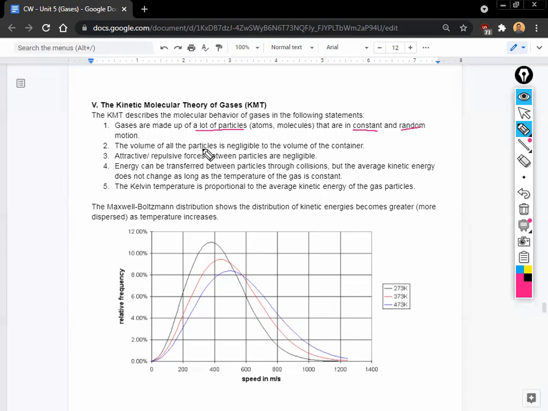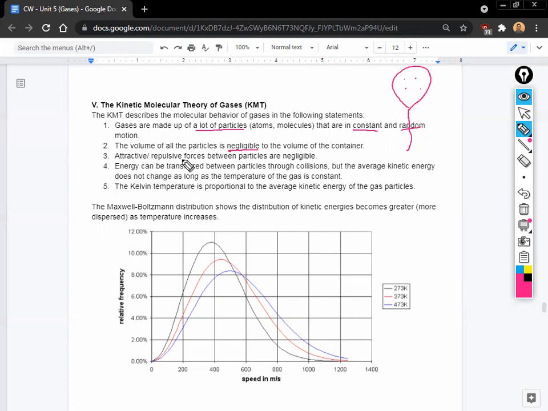Okay? The volume of the particles is negligible to the volume of the container, which means that the actual space that the actual molecules take up is a lot less than the space of the container. So if you have a balloon, right, most of the balloon is empty space. There are some gas molecules, but there's not a lot. Since they're flying around, that's what allows the balloon to keep its shape. That's what it's telling you.